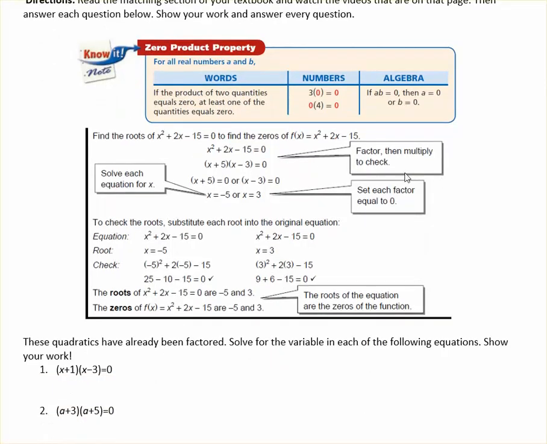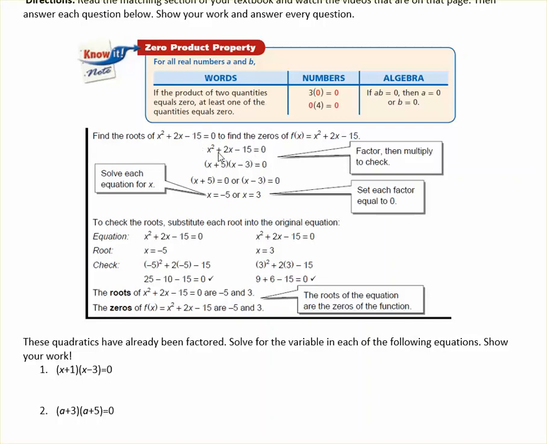So we're going to use that in the following way. If you are asked to find the solutions or the roots of a quadratic, then we are going to set it equal to 0. Sometimes you're given f of x equals x squared plus 2x minus 15. So sometimes you're given it in function notation. Sometimes it'll look like an equation, y equals. But the first step is to set it equal to 0 if it's not already.